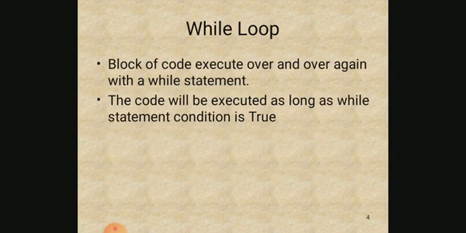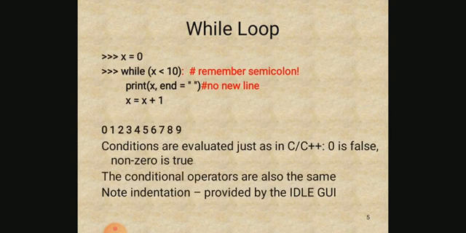And here it is a while loop. The block of code executes over and over again with a while statement. The code will be executed as long as the while statement condition is true. For example, here you can see x is equal to 0, and I am giving the condition while x is less than 10, print the value of x, with end equal to a space, that is, no new line. The end argument in the print statement is used for printing in the same line, with no need to print on the next lines. Then x is equal to x plus 1.